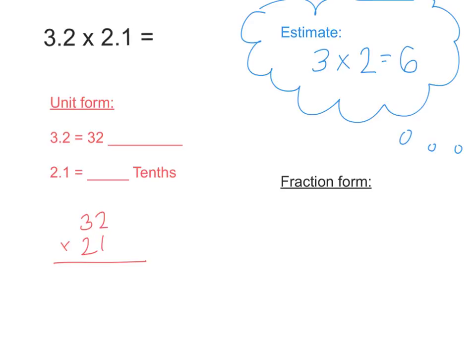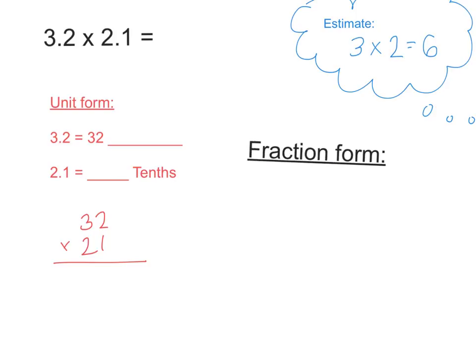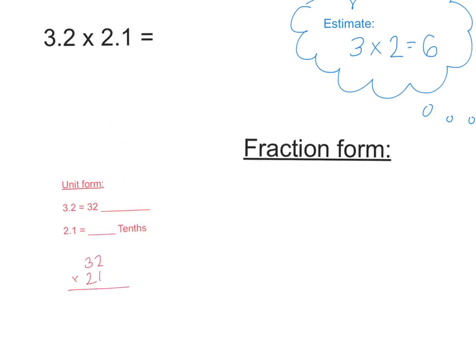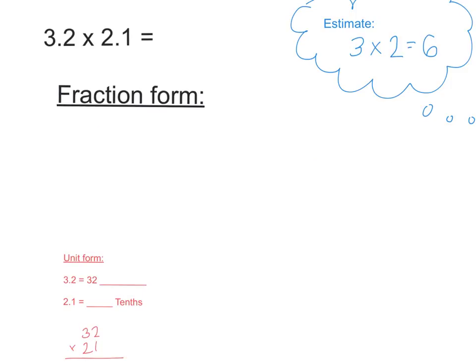Okay, now that we have our estimate out of the way, let's do what we did yesterday first. Fraction form. Go ahead and write fraction form in your notebook. 3.2, how do I convert that to a fraction? That's 3 and what? 2/10. And then I have 2.1. How do I write that as a fraction? 2 1/10.